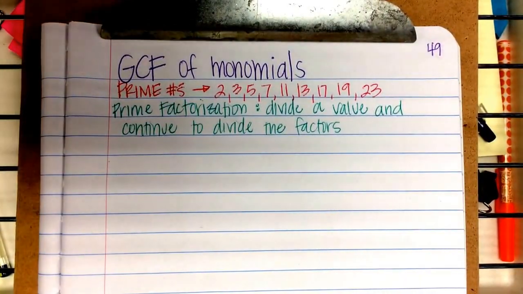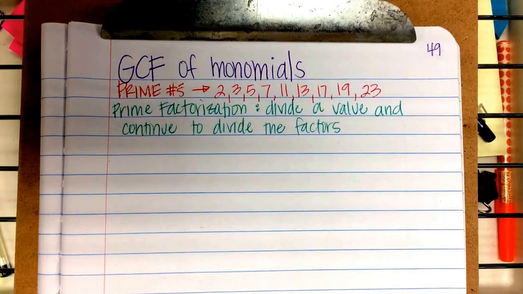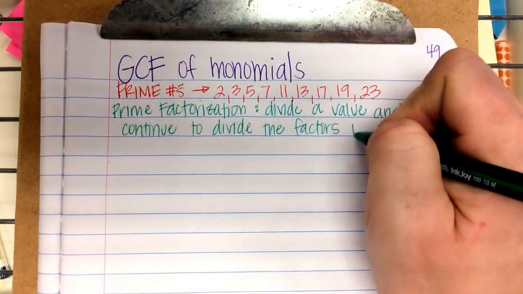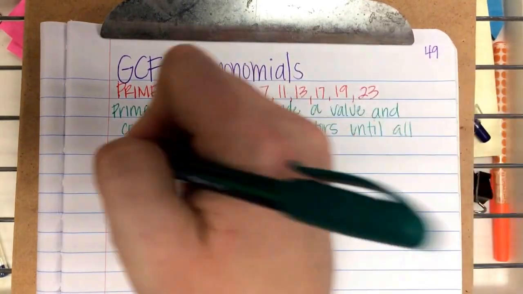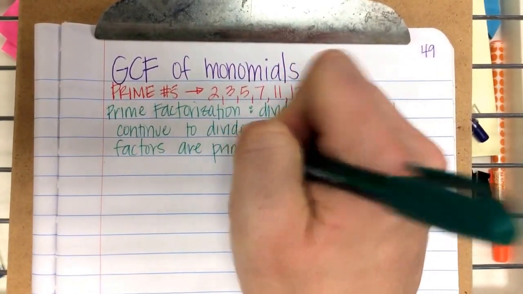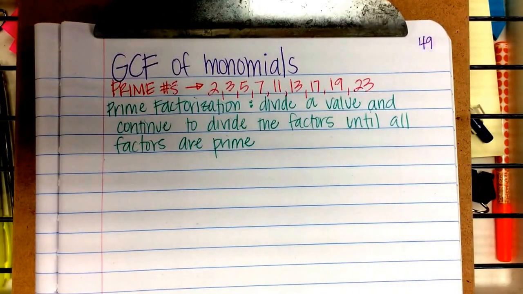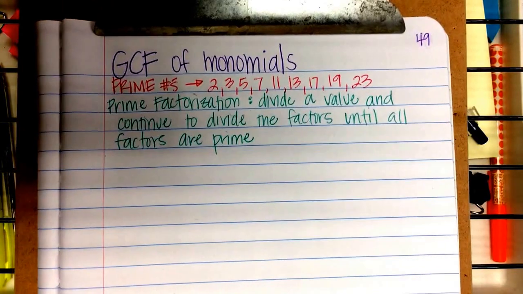So if I had the number 100, you can divide that value into anything. 10 times 10, 2 times 50, whatever you decide to do. So you divide a value, and then you continue to divide the factors until all factors are prime. So it's just repetitive division, over and over until you can go no more.